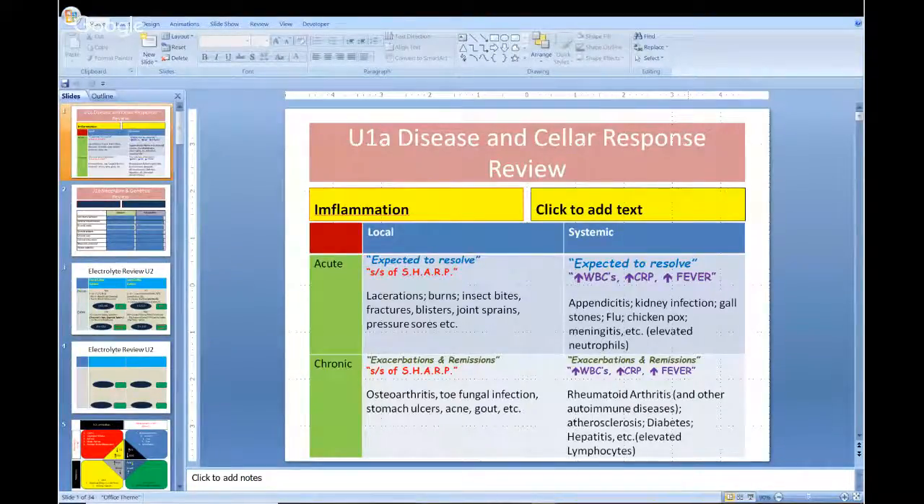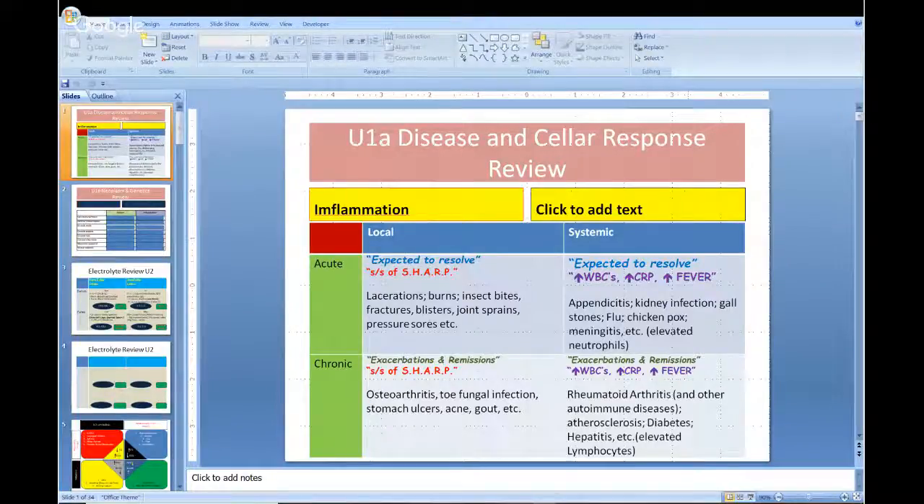One of the things I like about the way that I set this up, I used Tana and Megan's stuff from the lecture, from the notes to set this up. And so now it's clearly visible that as you look across the acute column, what is the phrase that keeps coming up? It's true for local and systemic. Looking at the very top line, it says expected to resolve under local and expected to resolve under systemic. So under acute, acute is always expected to resolve on its own.